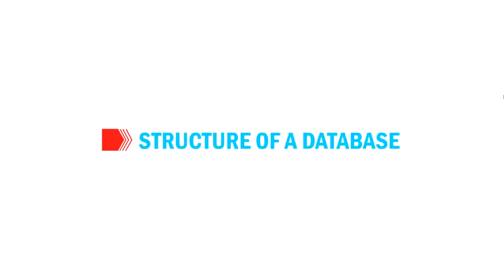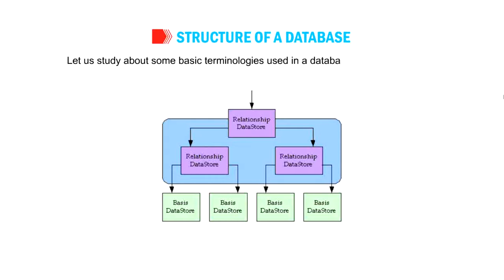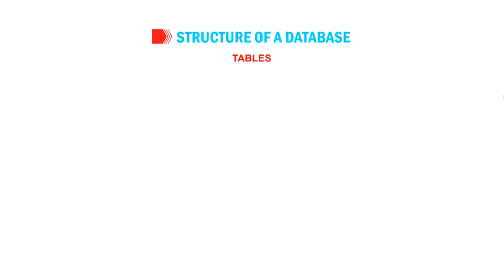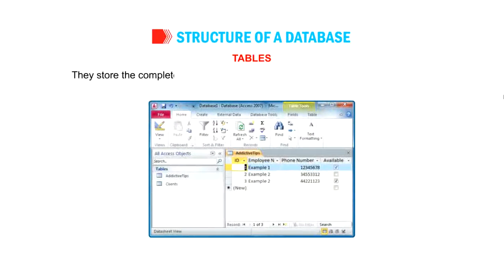Okay students, now let me tell you about structure of database. A database contains a specific structure to store data. Let us study some basic terminologies used in a database that will help us in getting acquainted with the functioning of a DBMS. Tables. Tables are the building blocks of a database. They store the complete data in a structured manner, that is, in the form of rows and columns. Every table has a finite number of columns and rows.